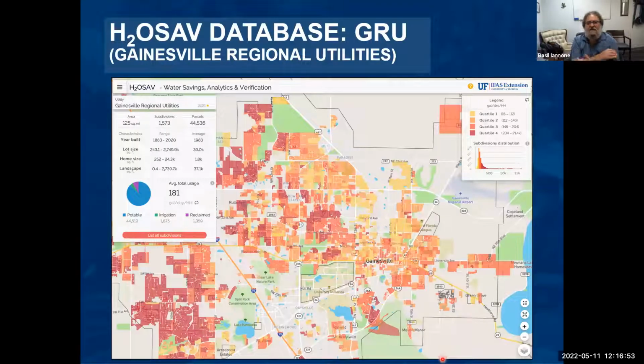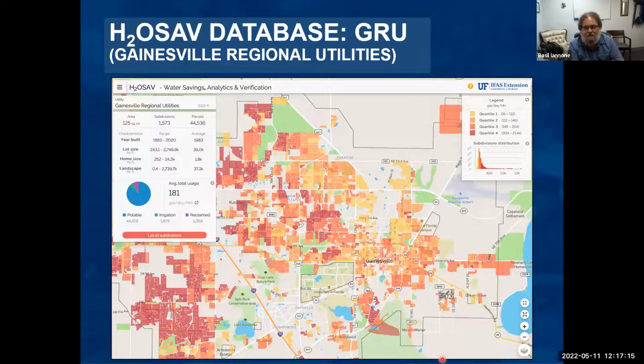So we started this study off with the H2O Save database. This is a database that now encompasses about, I think, a third of the municipal areas of Florida. It shows household water usage at the household level. This is put together by the Program for Resource Efficient Communities. Let me know if you're interested in looking at these data. It's useful for water conservation.